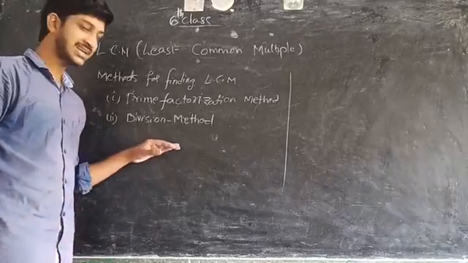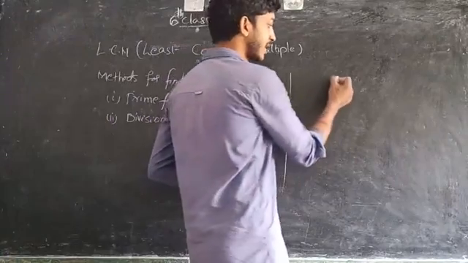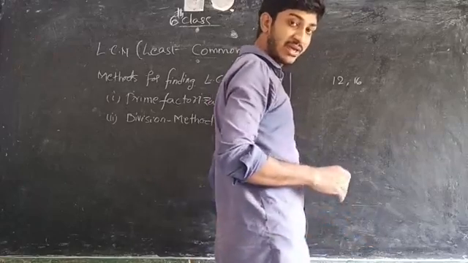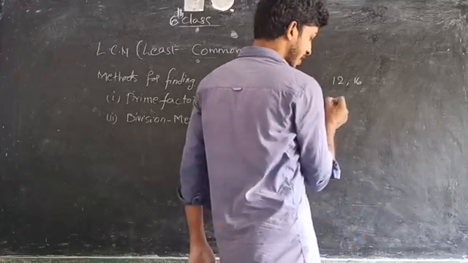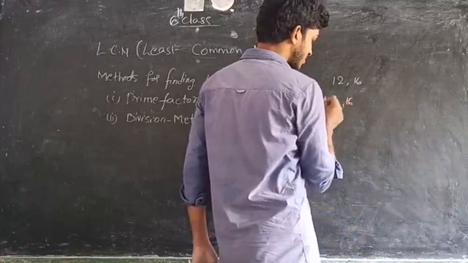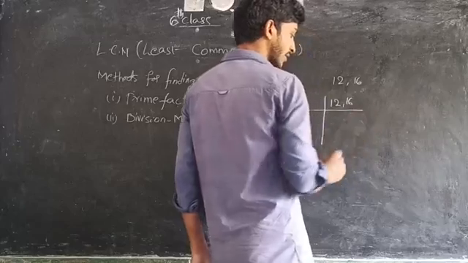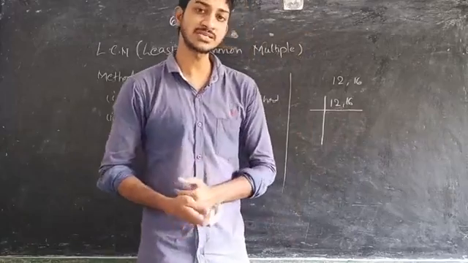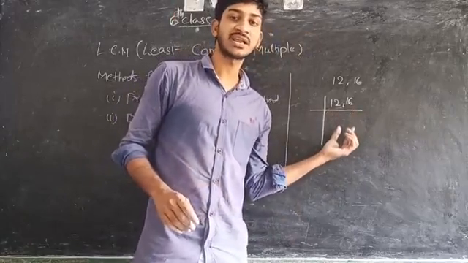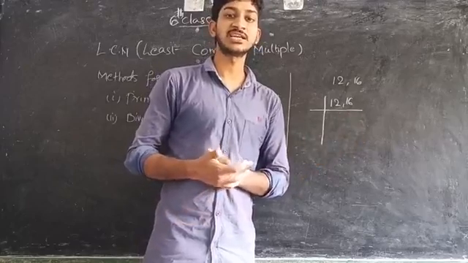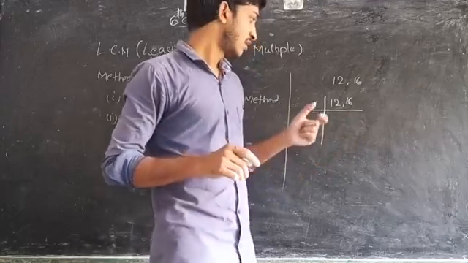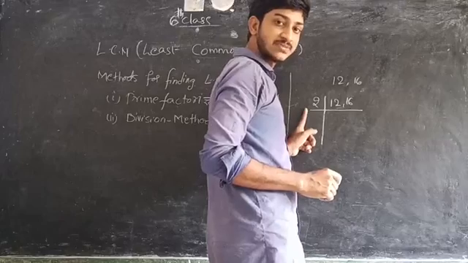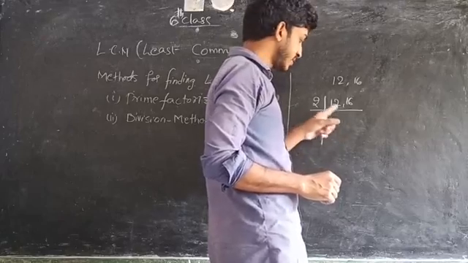Okay, children. The second one is the division method. See the division method here. I am taking 12 and 16 again. In the division method, we have to take all the numbers at a time in a row. So I am taking two numbers in a row. We have to divide these numbers with the least prime factor. For these two numbers, 2 is common, and 2 is the least prime number. That's why I am dividing these two numbers with 2.